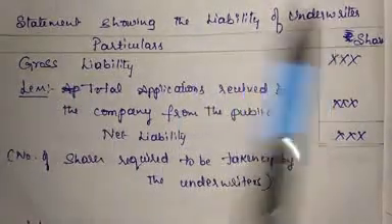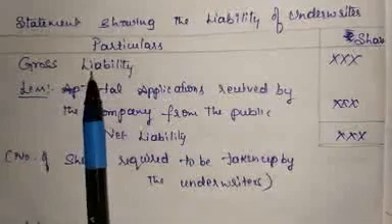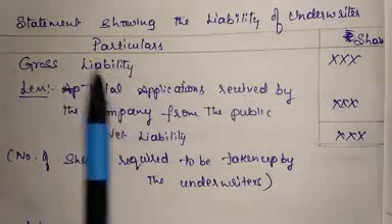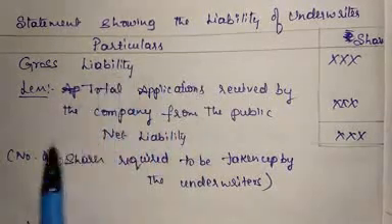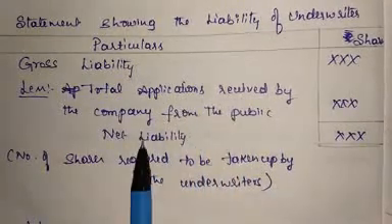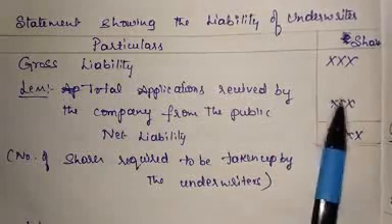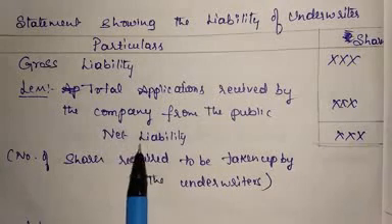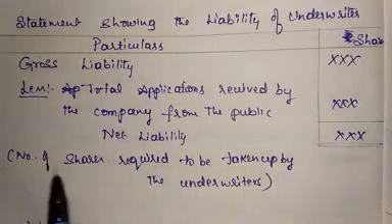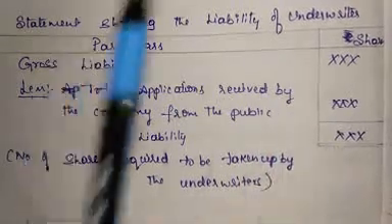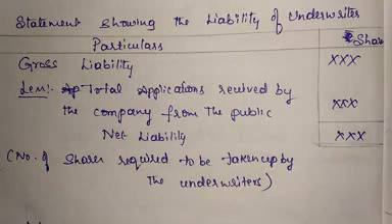Statement showing the liability of underwriter. First we have to write gross liability. Gross liability means the total number of shares issued by the company. From this we have to subtract the total applications received by the company from the public. So the balance will be called net liability. So the number of shares required to be taken up by the underwriter. So the remaining shares that should be purchased or taken up by the underwriter. So we'll see this with an example.